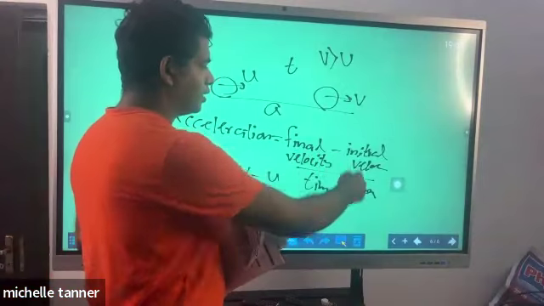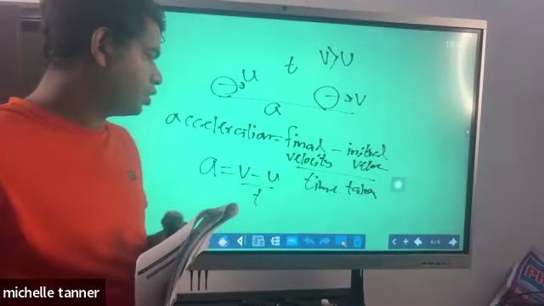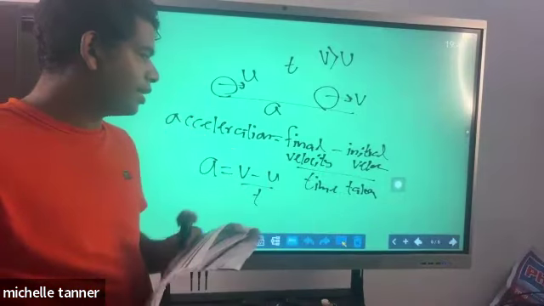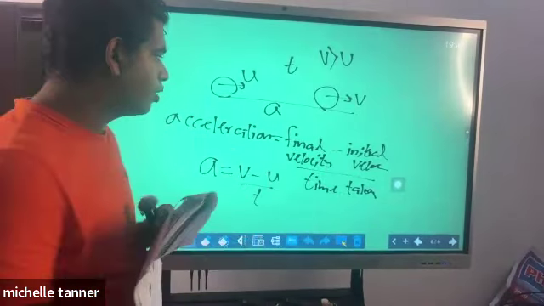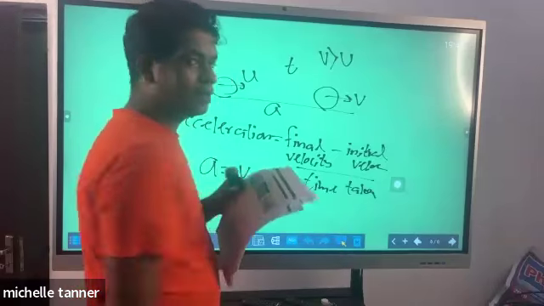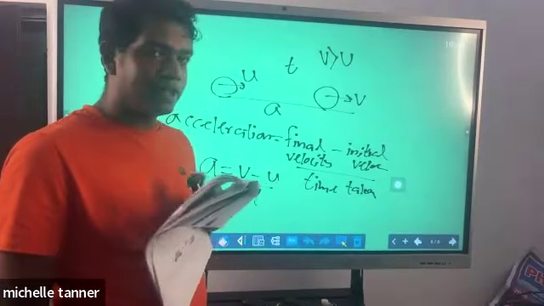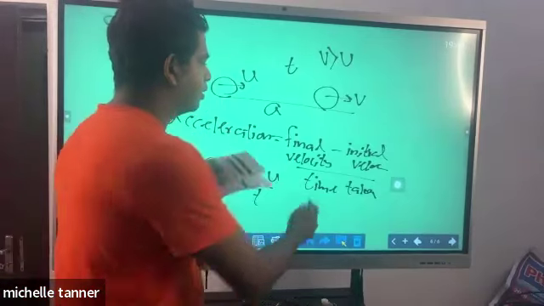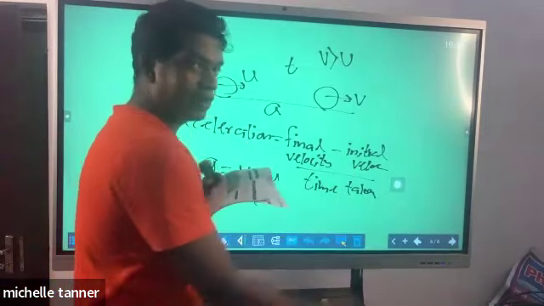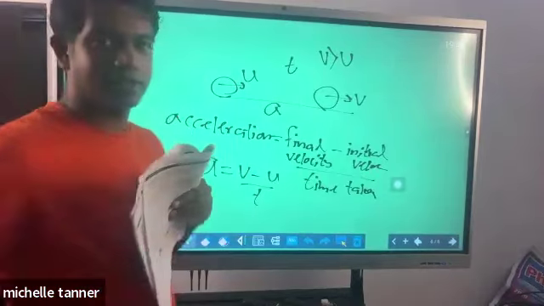Final velocity minus initial velocity means change in velocity. The change in velocity divided by time equals acceleration. Any quantity divided by time means the rate. No need to remember the definition, but just think any quantity divided by time is a rate. The rate of change of velocity is acceleration.